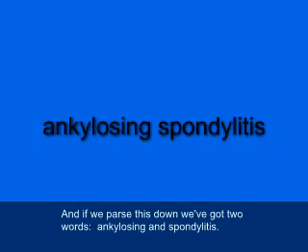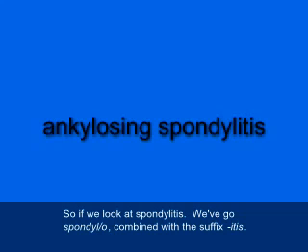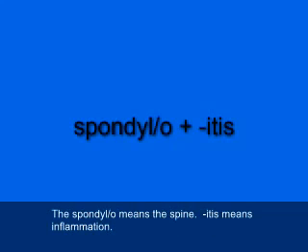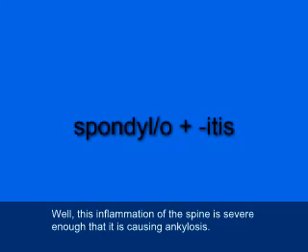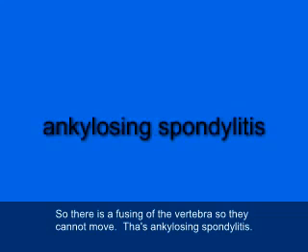If we parse this down, we've got two words, ankylosing and then spondylitis. And ankylosing is modifying spondylitis. So if we look at spondylitis, we've got spondylo, S-P-O-N-D-Y-L-O, combined with the suffix itis, I-T-I-S. Well, spondylo means the spine, itis means inflammation. So we know there is an inflammation of the spine. Well, this inflammation of the spine is severe enough that it is causing ankylosis. So there is a fusing of the vertebrae so that they cannot move. That's ankylosing spondylitis.